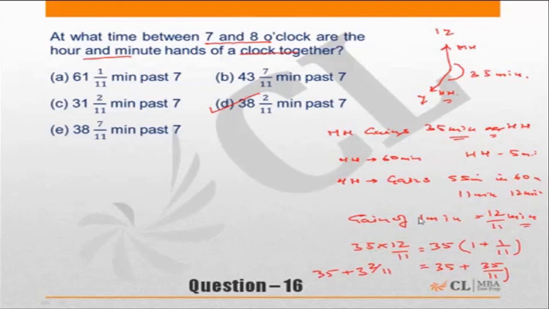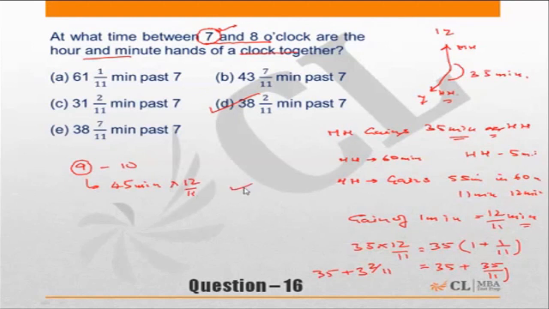So the standard way of solving this question is to find out how much behind the minute hand is at the earlier time, which is 7 o'clock. Supposing the question was what time between 9 and 10 will the hands of the clock coincide, I'll start in a similar way. I'll say at 9 o'clock the minute hand is behind by 45 minutes. So the minute hand has to gain 45 minutes to meet the hour hand, and hence the time should be 45 into 12 by 11, and we can get the answer from there.